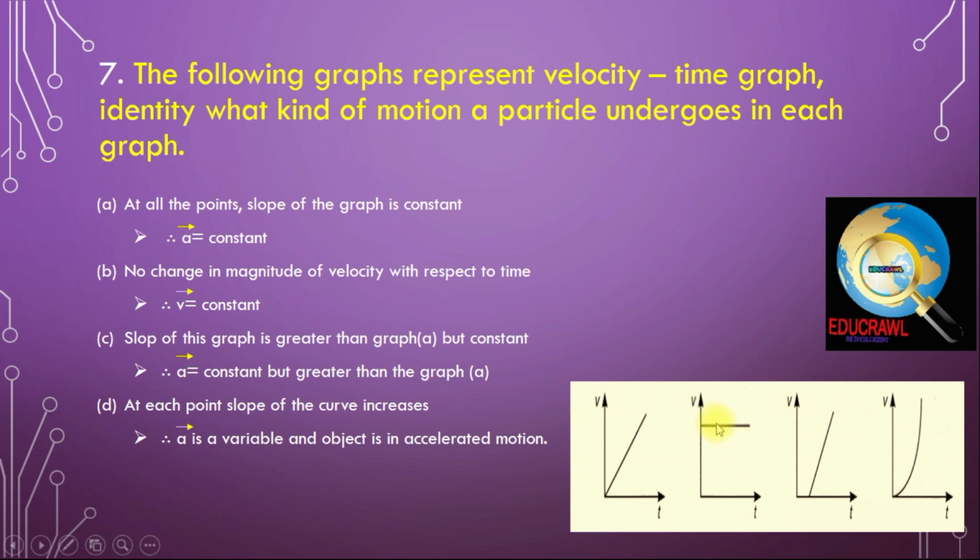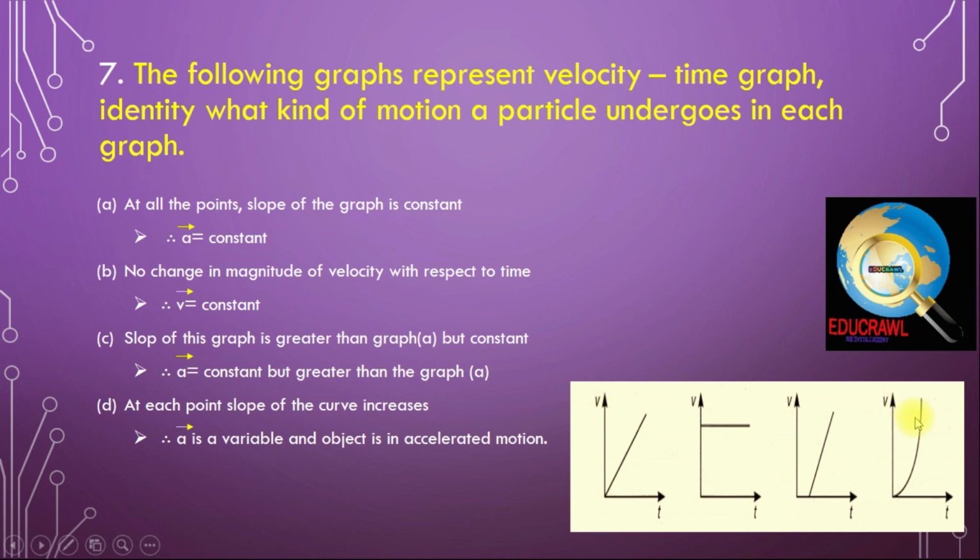See the second graph. In the second graph, the v value is constant. The value of v is constant with respect to time. So what we can say is v is equal to a constant for the second one. See the third one. In the third one, the slope is greater than the first graph, but it is constant. So the acceleration is again a constant, but its value is greater than that of the first graph. That is, the acceleration in the third graph is greater than the acceleration in the first graph.